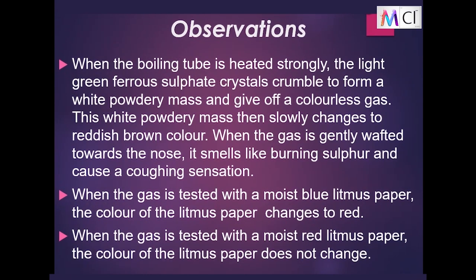Observations. When the boiling tube is heated strongly, the light green ferrous sulfate crystals crumple to form a white powdery mass and give off a colorless gas. This white powdery mass then slowly changes to a reddish brown color. When the gas is gently wafted towards the nose, it smells like burning sulfur and causes a coughing sensation. When the gas is tested with a moist blue litmus paper, the litmus paper changes to red. When tested with a moist red litmus paper, the color does not change.